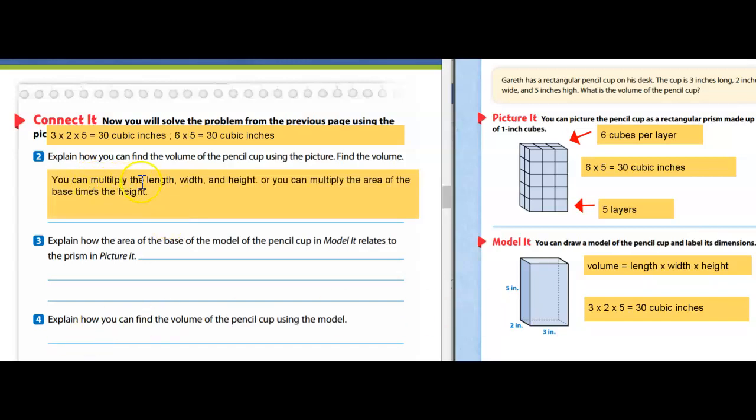So you can multiply the length, width, and height, or you can multiply the area of the base times the height. Again, we know area is always length times width. So the area is always going to be at the base, or the bottom, and you'll get that answer. So the area of the base for our model will be 3 times 2, which is 6. And you take that answer and multiply by your height. 6 times 5 is 30.